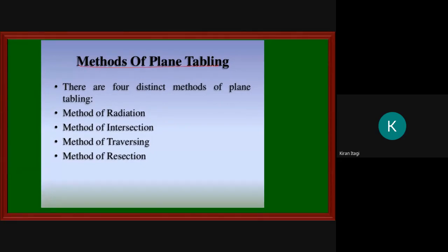Okay, the methods of plane tabling. So there are four distinct methods for your syllabus: method of radiation, intersection, traversing, and resection. Okay, traversing is most important. Radiation is also most important.